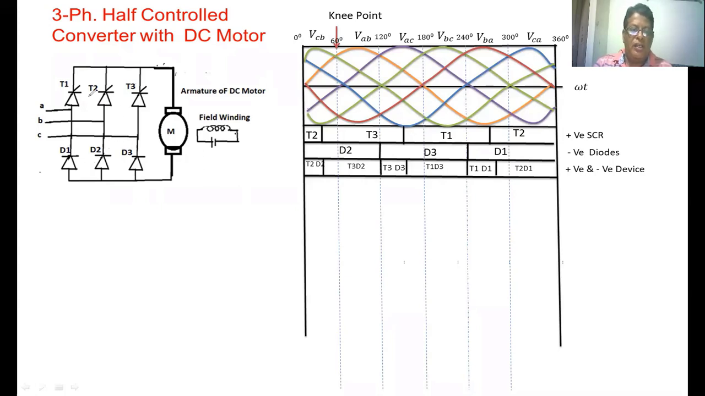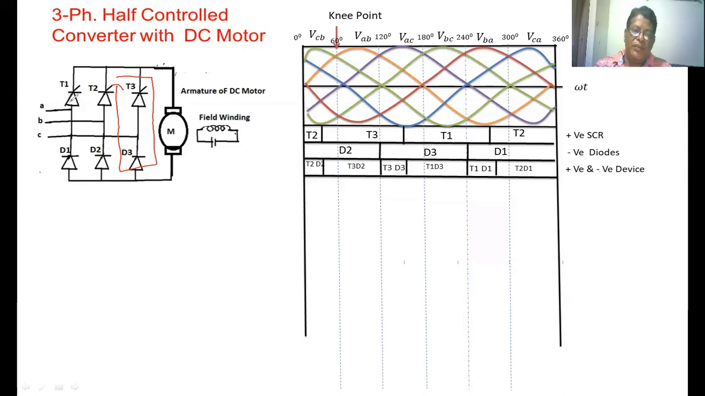Suppose T2 D2 is conducting. In this interval, T2 D2 is conducting. We take the load current as a constant load current. Now the load current will pass through D2, T2 and the load in this manner. The energy previously stored in the inductor will be taken by the load itself. This action is nothing but freewheeling action. So when the freewheeling action takes place, the load voltage becomes 0.